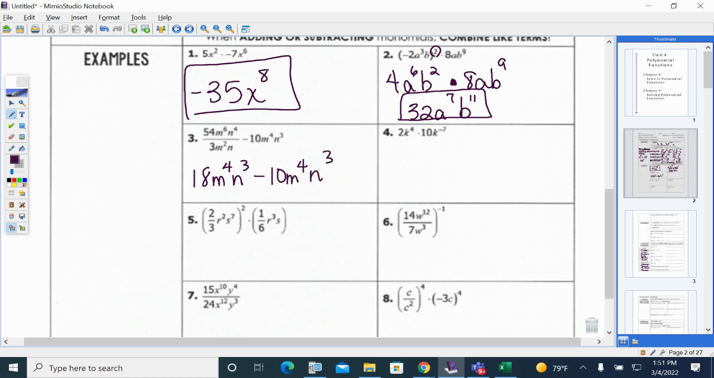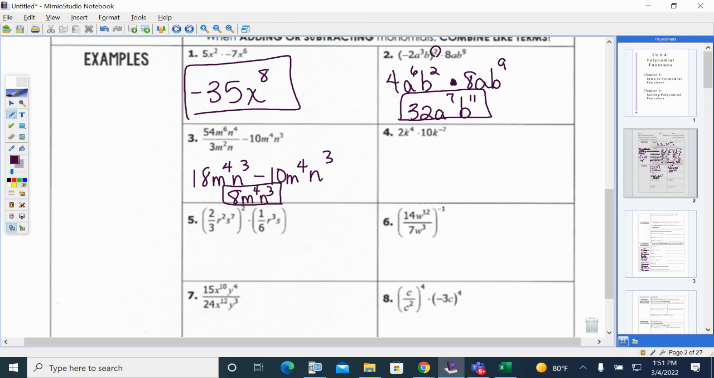Now, when we talk about adding and subtracting, we've got subtracting here. I said that you're going to combine the like terms and don't change exponents. So the only reason we are actually able to subtract these two terms is because they both have an m to the 4th n to the 3rd, and 18 minus 10 is an 8. But your variables and the exponents do not change. So we end up with 8m to the 4th n to the 3rd.